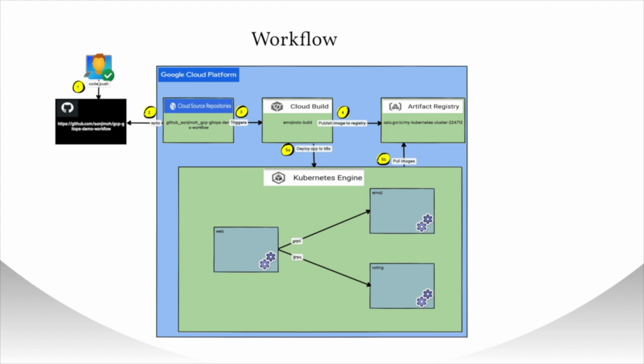Kubernetes Engine. As you could see, the application consists of three microservices. Web microservice, responsible for the user interface. Emoji microservice, responsible for listing the emojis. And voting microservice, responsible for allowing users to vote.